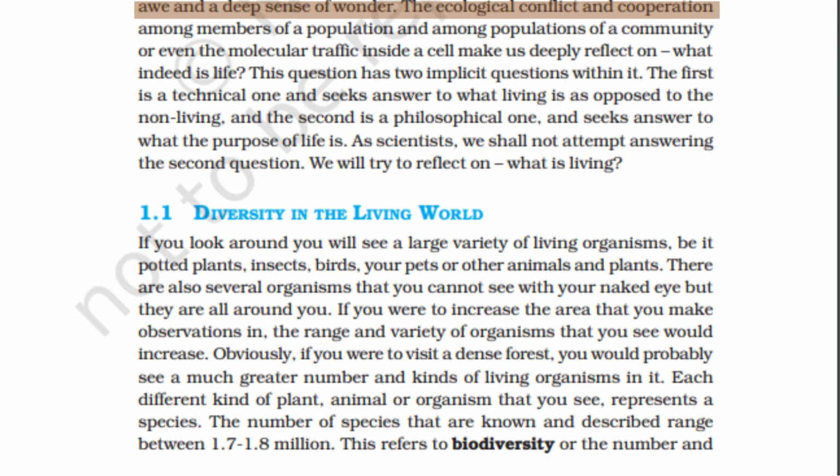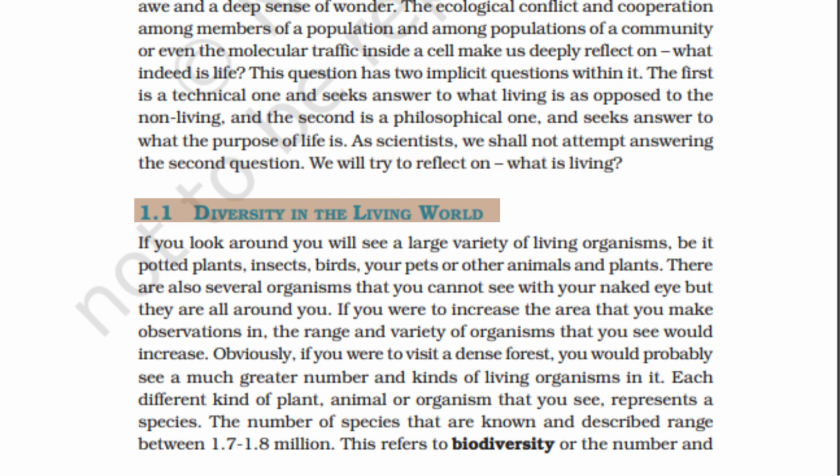The ecological conflict and cooperation among members of a population and among populations of a community, or even the molecular traffic inside the cell, make us deeply reflect on what indeed is life. This question has two implicit questions within it. The first is a technical one and seeks answer to what living is as opposed to the non-living. And the second is a philosophical one and seeks answer to what the purpose of life is. As scientists, we shall not attempt answering the second question. We will try to reflect on what is living.